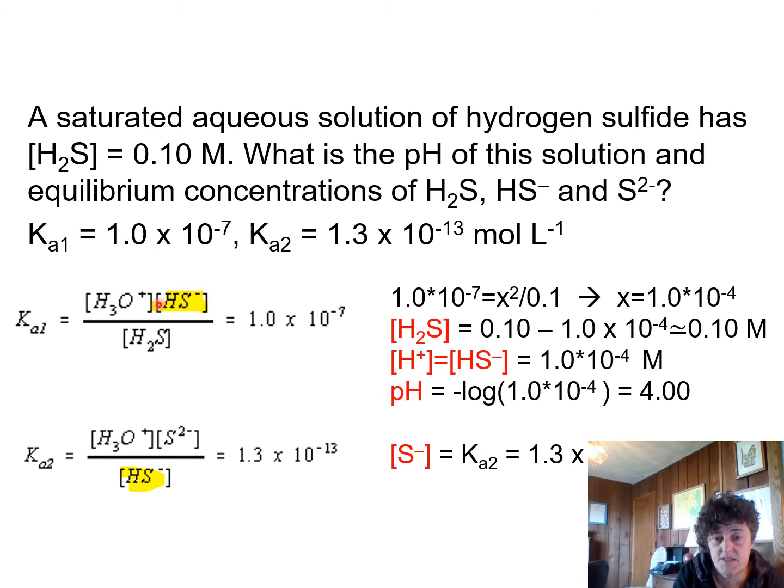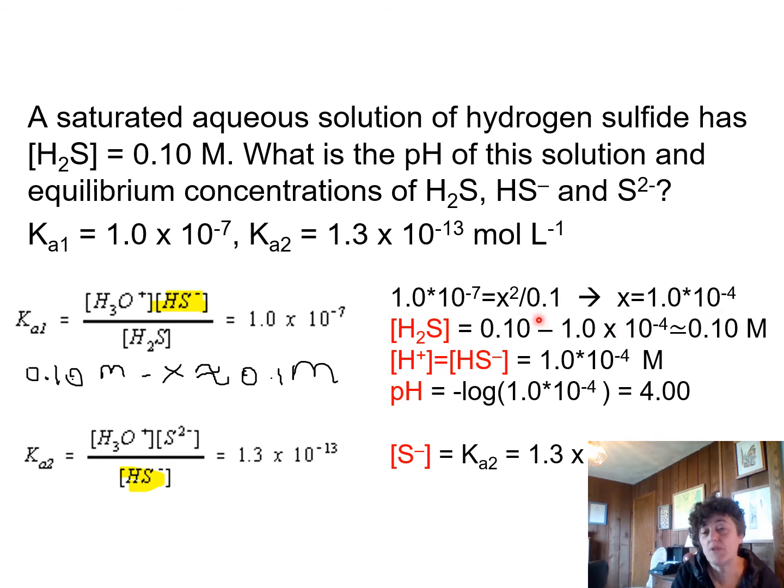Then on top I have x squared, and at the bottom I should have the concentration of the H2S, so 0.1 minus X. But we can simplify, and because we know that the constant is very small, we can just assume that 0.1 molar minus X is pretty much identical to 0.1 molar. This way we can just plug those numbers in the equation, as you can see here, and to calculate X we don't have to use a quadratic, we just do the square root.